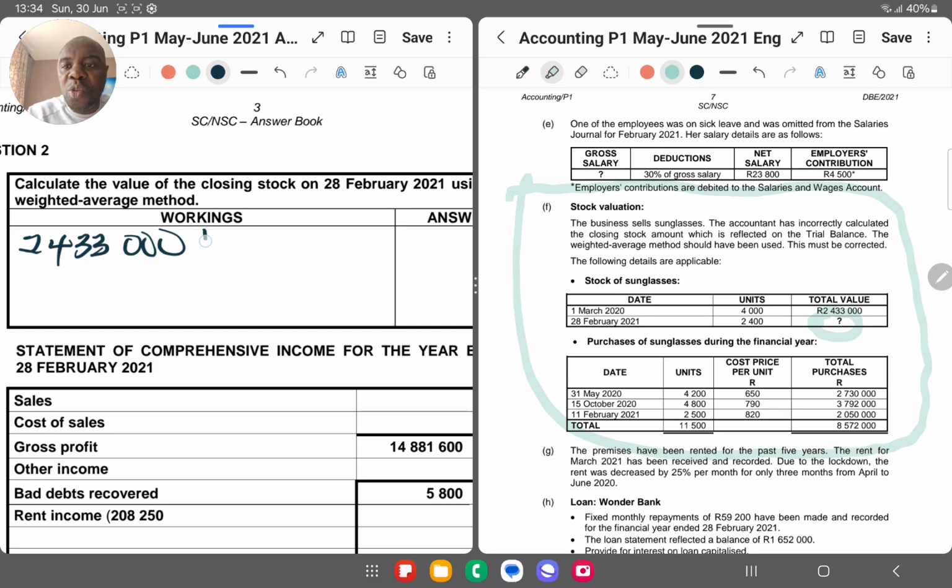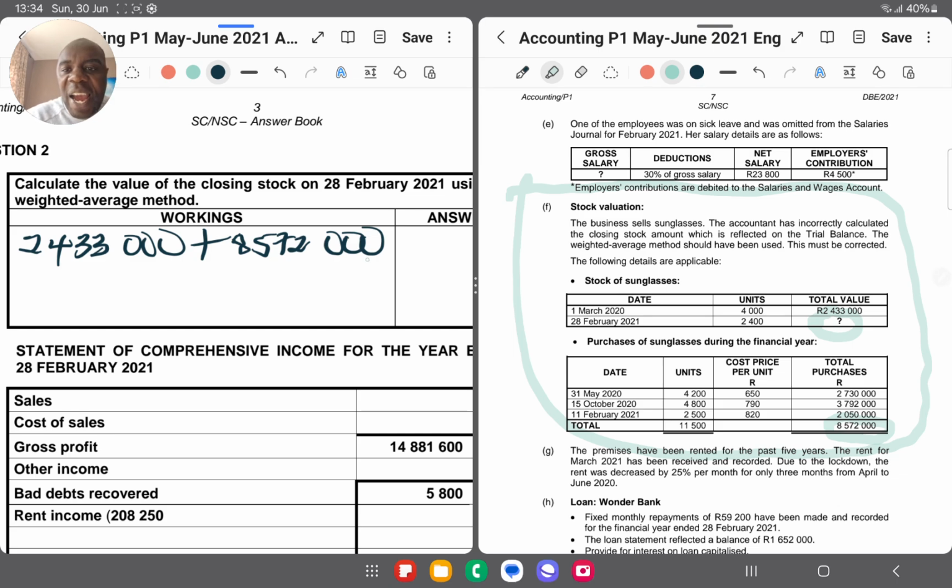Then what happened? I'm going to add the stock that we bought during the course of the year. Now, to avoid wasting time, you do not have to input these individual stock values, like on the 31st of May 2020, you enter the 2,730,000. On the 15th of October, you enter again the 3,792,000. The examiner has already done the calculation for you. The examiner has already given you the total, that the stock that was bought during the course of the year had a value of 8,572,000. That is what I'm going to add. That is the value of the stock that I bought during the course of the year.